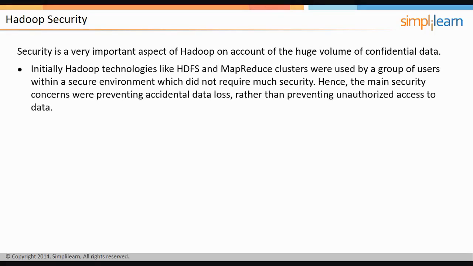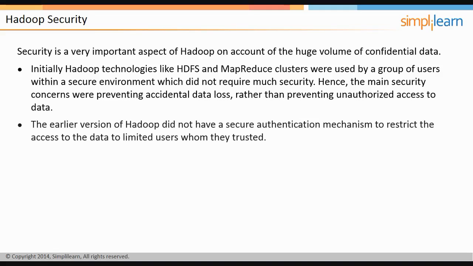Initially, Hadoop technologies like HDFS and MapReduce clusters were used by a group of users within a secure environment which did not require much security, and hence the main security concerns were preventing accidental data loss, rather than preventing unauthorized access to data. The earlier version of Hadoop did not have a secure authentication mechanism to restrict the access to the data to limited users whom they trusted.